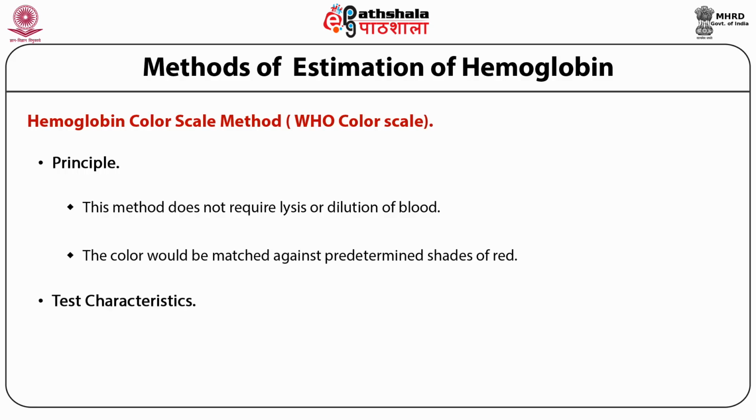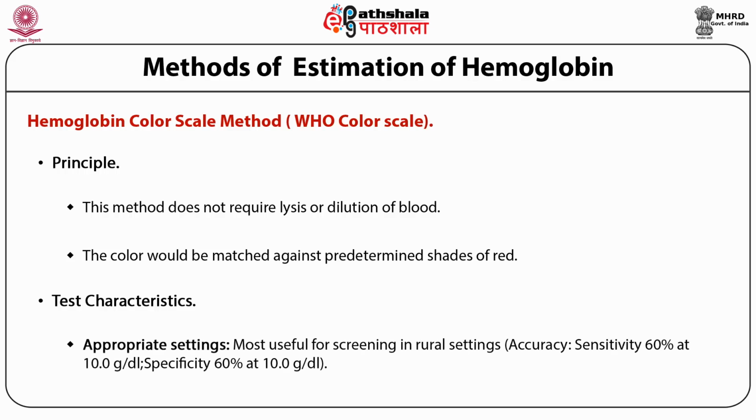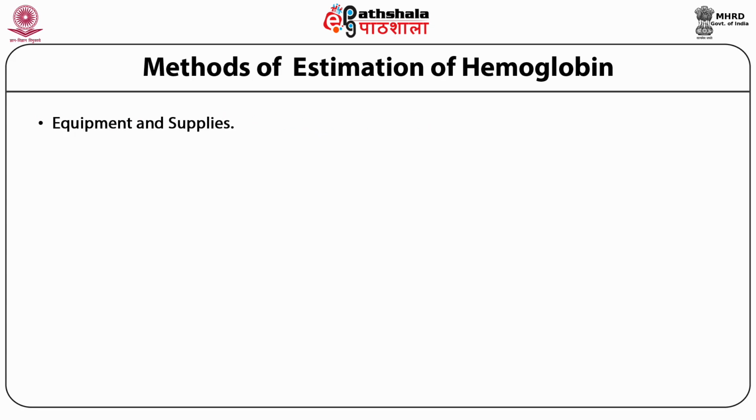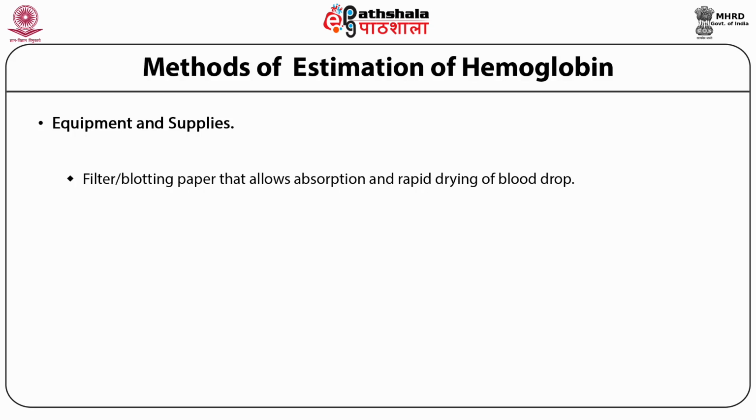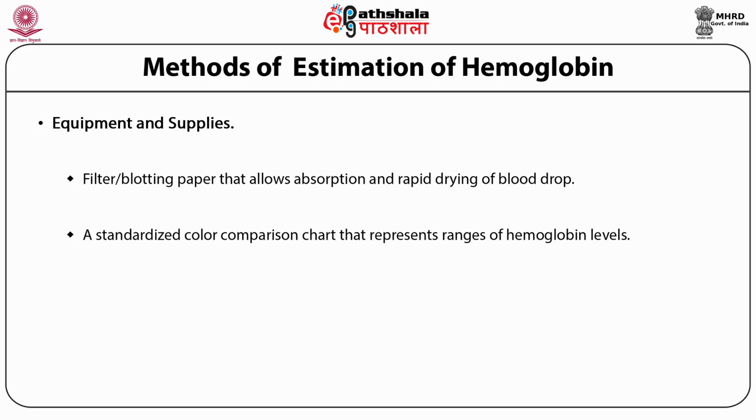The test characteristics are: the appropriate setting is most useful for screening in rural settings, with an accuracy of sensitivity 60% at 10 gram per deciliter and specificity of 60% at 10 gram per deciliter. The equipment and supplies required for the test involve filter or blotting paper that allows the absorption and rapid drying of the blood drop, a standardized color comparison chart that represents ranges of hemoglobin level, some sterile lancets, 70% alcohol and cotton wool.